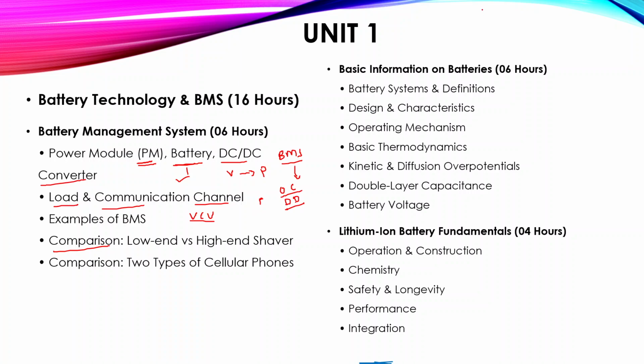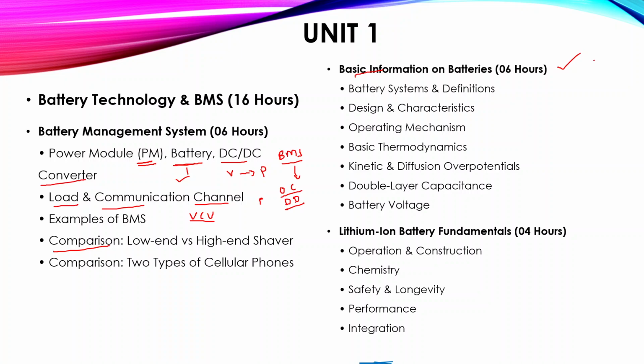Now, coming to the second part of Unit 1, basic information. Okay, now let us understand the basic concepts of BMS. A battery is an electrochemical energy storage device that converts chemical energy into electrical energy.